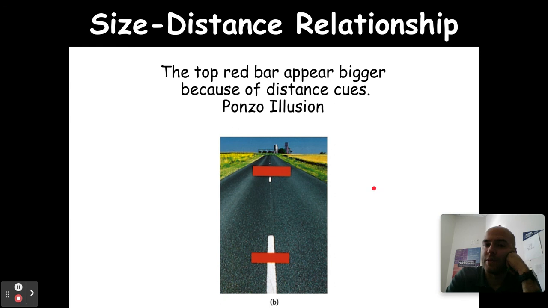Now, there are some illusions that can trick our brain that have to do with size-distance relationship and can fool our perceptual constancy. So this top red bar appears bigger because of distance cues, right? This is known as the Ponzo illusion. So as these parallel lines seem to converge in the distance, it makes this red line look larger, when in reality, it's the same size as this one down here. Okay, so that's one illusion. If we manipulate the environment, we can trick our brains about size and distance.